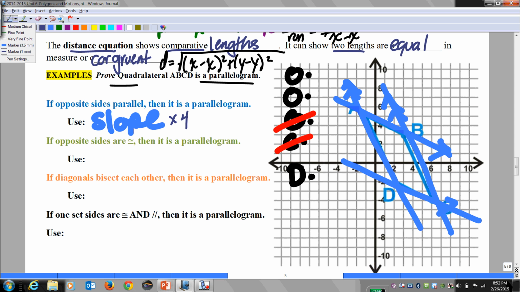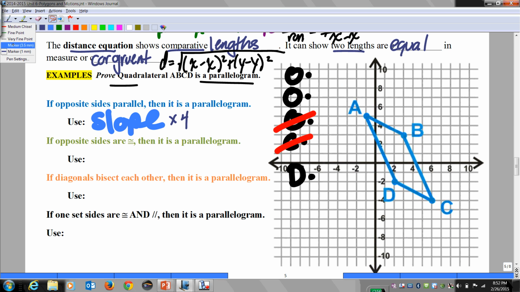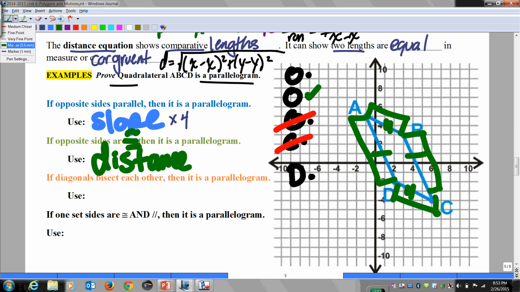If I wanted to show that opposite sides were congruent in length to show it's a parallelogram, that would be the second one. Then I would do distance and distance, distance and distance to show that opposite sides were equal. I would have to do the distance equation, and I'd have to do it 4 times.